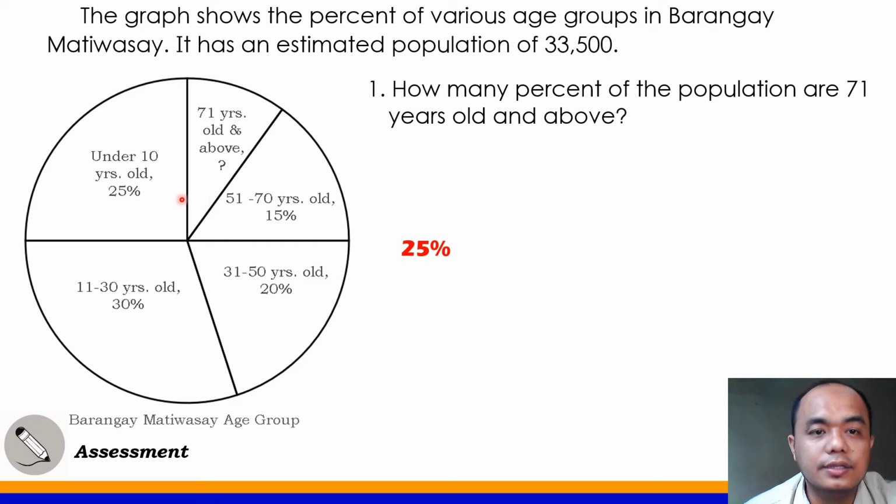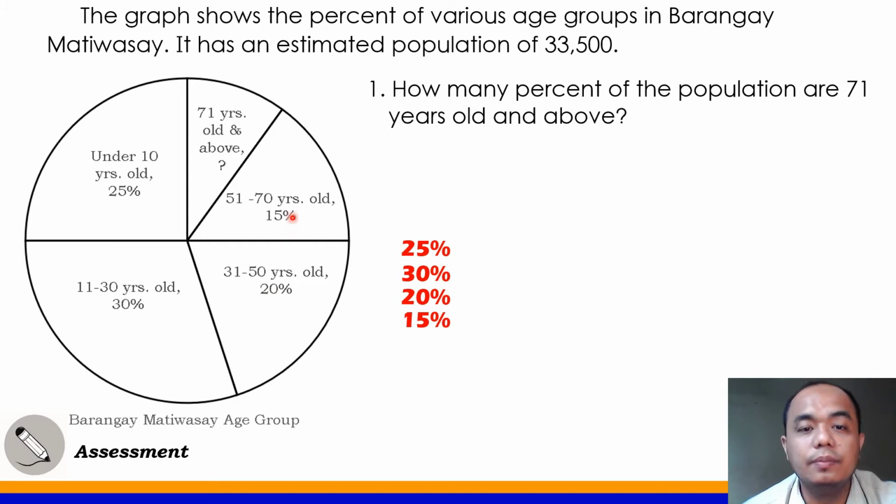So, ito yung 25% for under 10 years old. Then we have 30% sa 11 to 30 years old. And then we have 20% for 31 to 50 years old. And then we have another 15% for 51 to 70 years old. I-add natin yan, class. So we have 5 plus 5 is 10. Carry 1. 1 plus 2 plus 3 plus 2 plus 1 is how much? Yes, that's 9. So meaning 90% ito lahat.